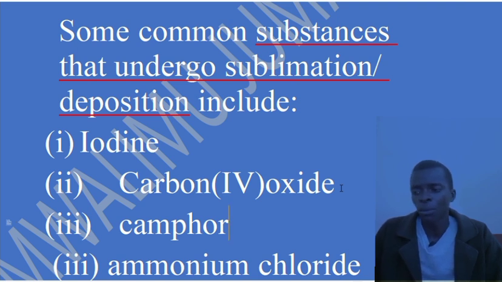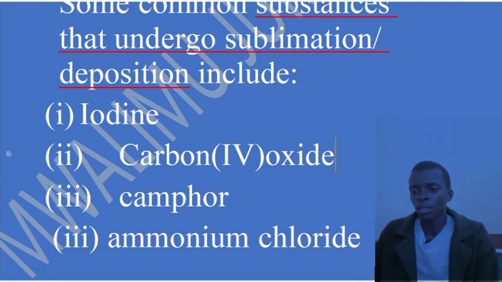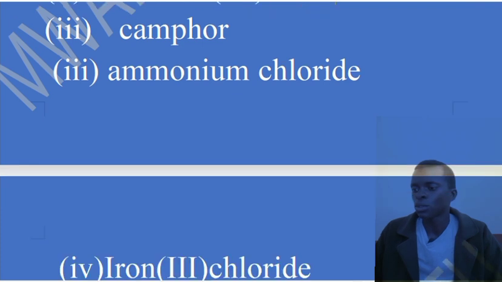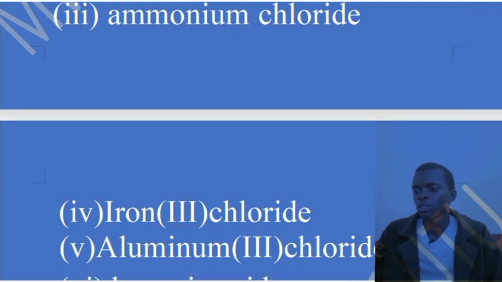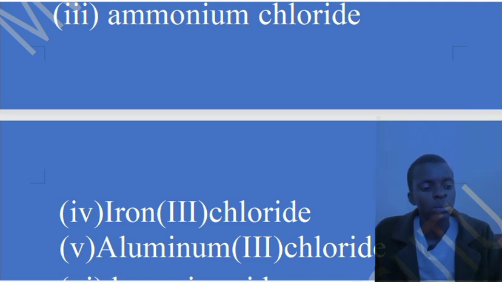Then we have ammonium chloride, which also undergoes sublimation and deposition. We have iron 3 chloride, which also undergoes sublimation and deposition. Apart from iron 3 chloride, we have aluminium 3 chloride, whose sublimation begins at 50 degrees Celsius with a pressure of 1 Pascal.